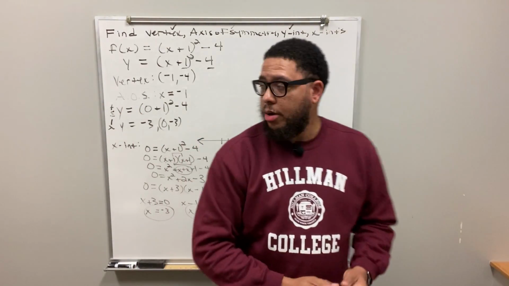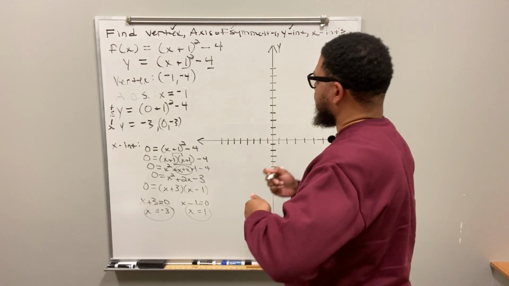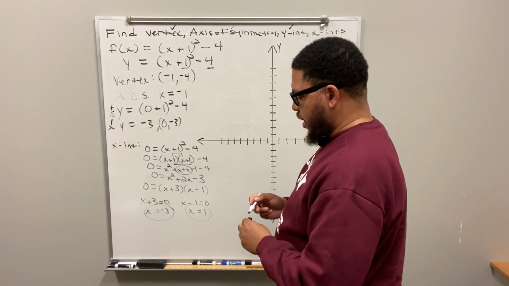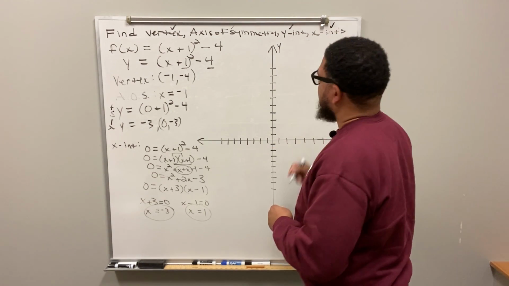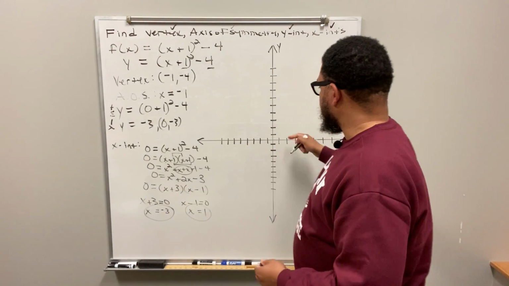Let me switch my marker before I get into this graph, because I don't want my marker to be all dull. Right? So now I've got everything I need. I've got my x-intercepts. So apparently this parabola does have x-intercepts. It is going to cross the x-axis.